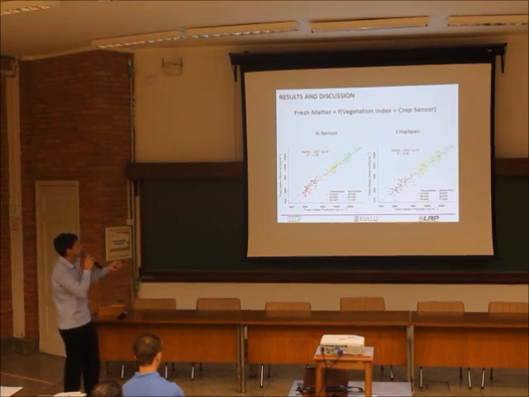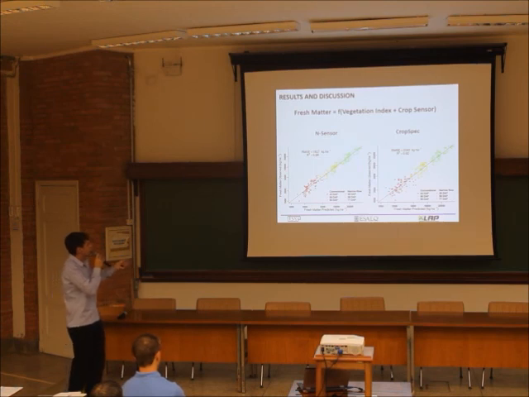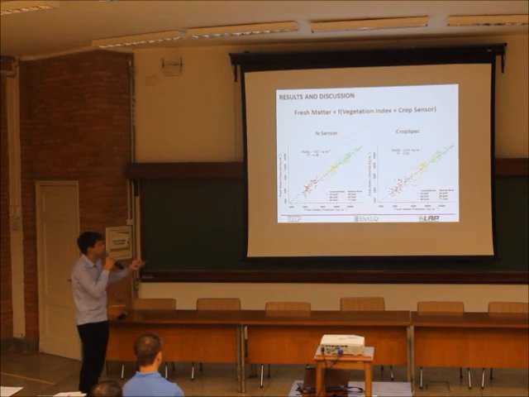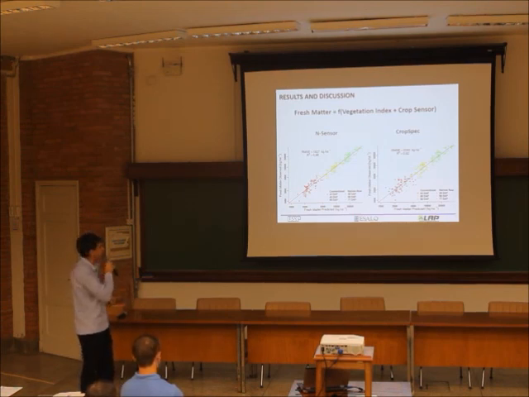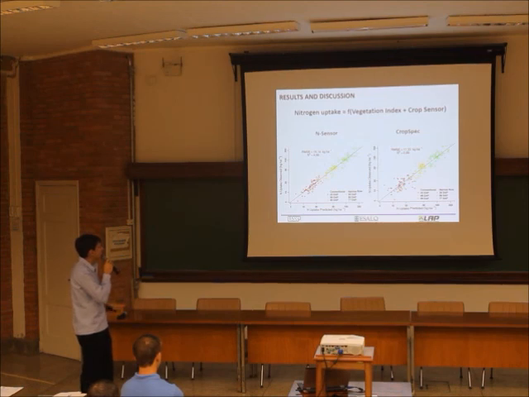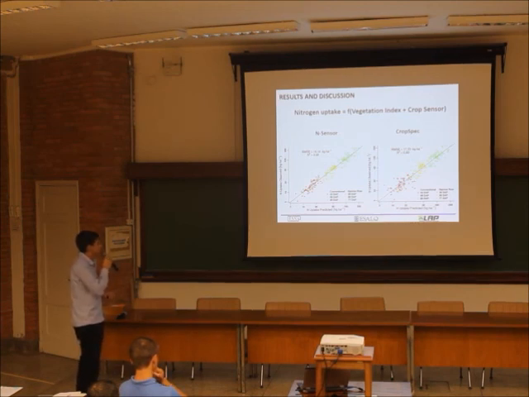And we had really good correlations, with an R squared of about 0.96 and 0.92. The first sensor showed a bit better, but both can be used, both have good correlations. And also with nitrogen uptake, it's almost the same thing. There is some noise here in some situations, but in general it's a good prediction.